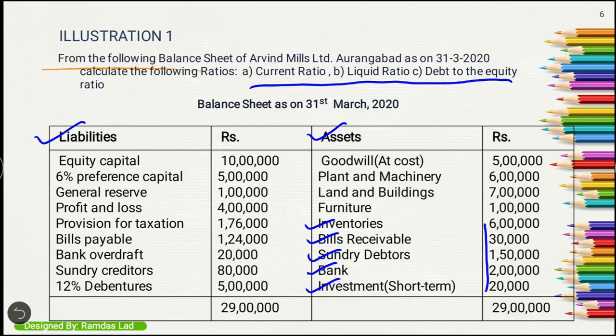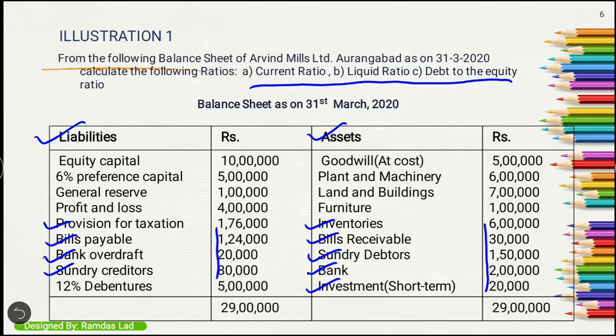Then the current liabilities. What are the current liabilities? Here provision for taxation, bills payable, bank overdraft, sundry creditors. These are the current liabilities. So current ratio is current assets divided by current liabilities. We take the totals of these and we will get the current ratio.